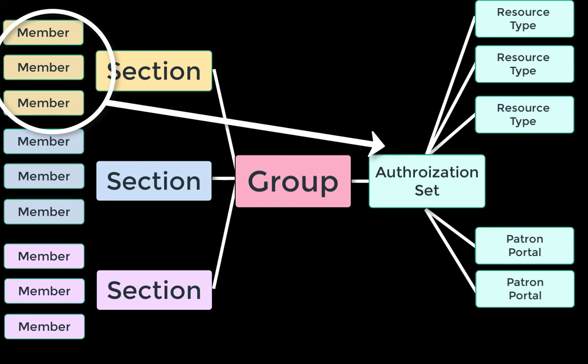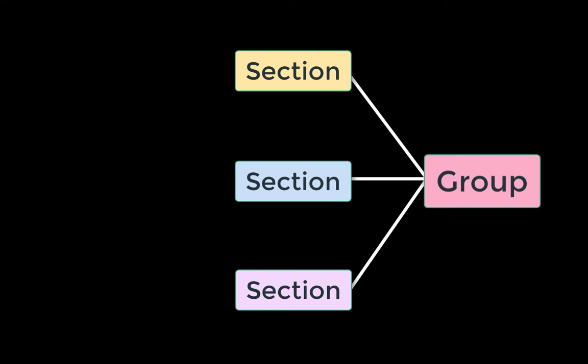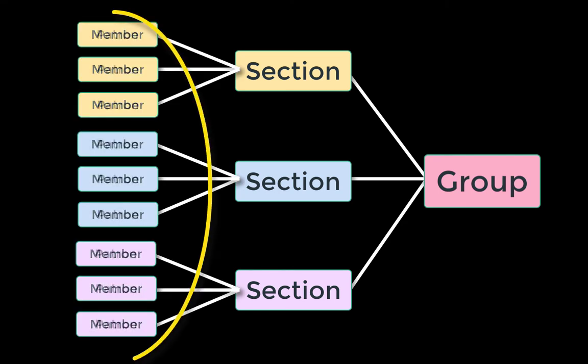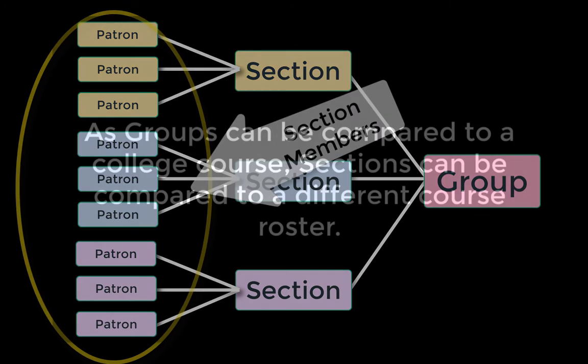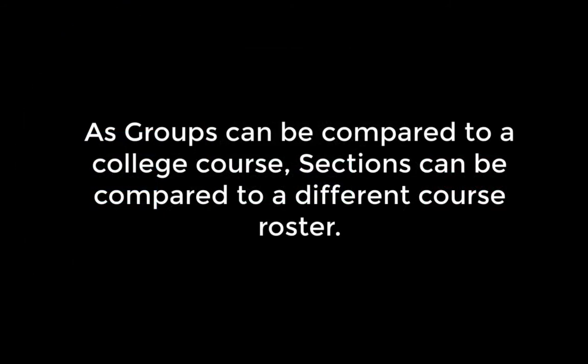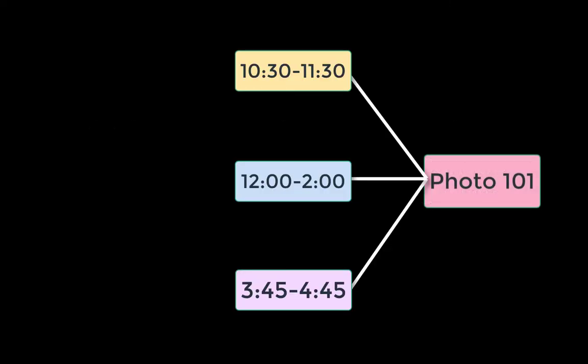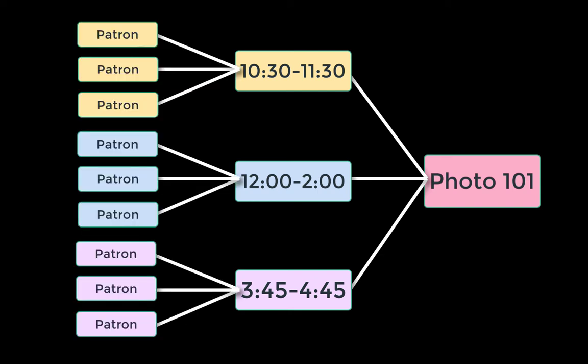Let's review the entities that make up a group. Sections are added to the group and include members. Patrons assigned to the section are called section members. As groups can be compared to a college course, sections can be compared to a different course roster. For example, Photo 101 offers 3 different times or sections of the same course. Each person is registered for the same course, but they may belong to different sections with different instructors and different meeting times.